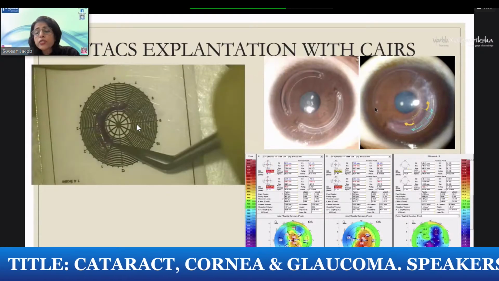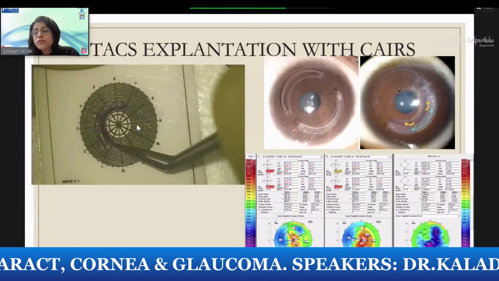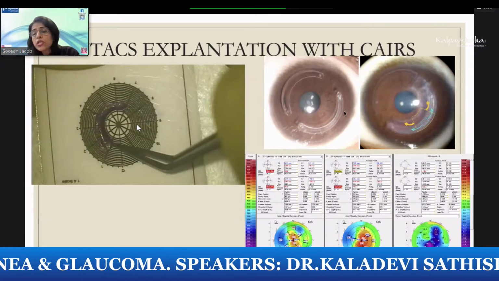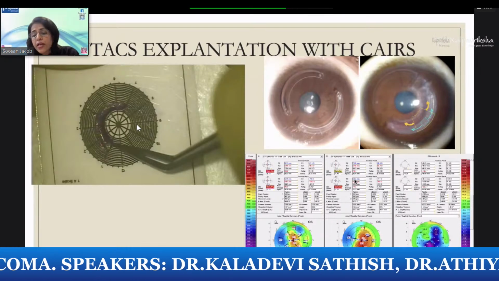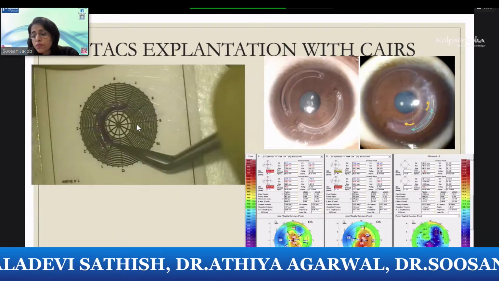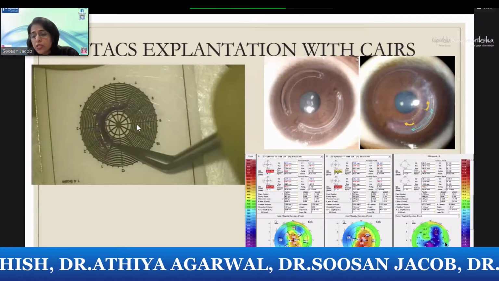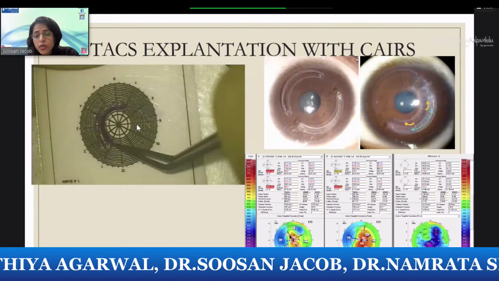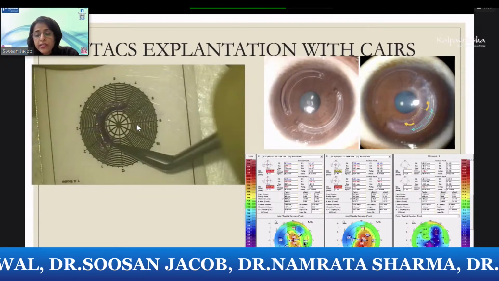Not only for complications, but for patients who are unhappy with the vision associated with Intacs, you can still remove the Intacs and put in a CAIRS. This is a patient who was a doctor who was unhappy with the visual acuity he got with Intacs, which were implanted. You can see here the topography post Intacs explantation and CAIRS implantation.